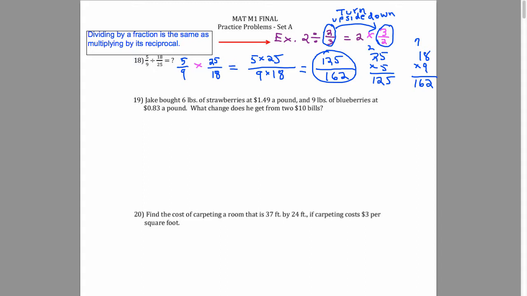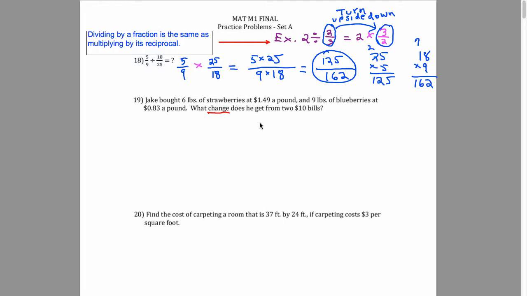So we see Jake is buying some fruit. He buys strawberries. He buys 6 pounds of strawberries at $1.49 a pound, and he buys some blueberries, 9 pounds at 83 cents a pound. And then the question that's being asked here is, what change does he get back? What is his change when he gives the cashier 2 $10 bills?